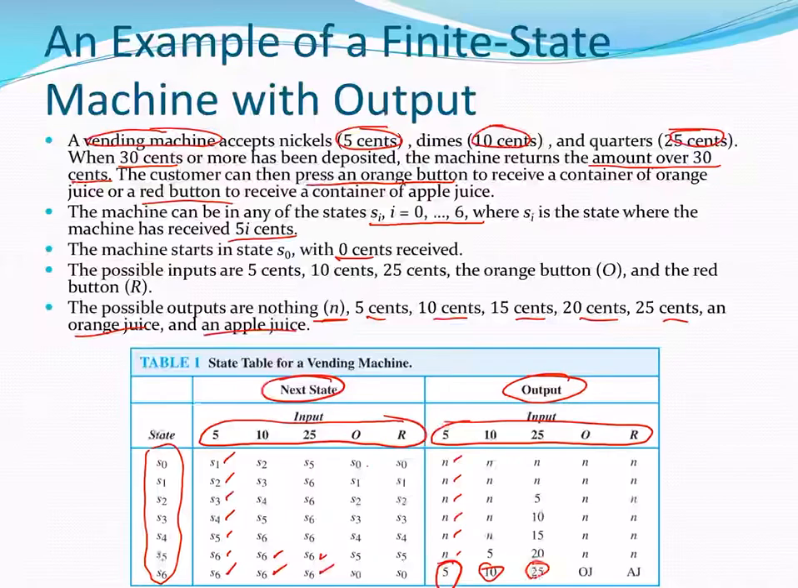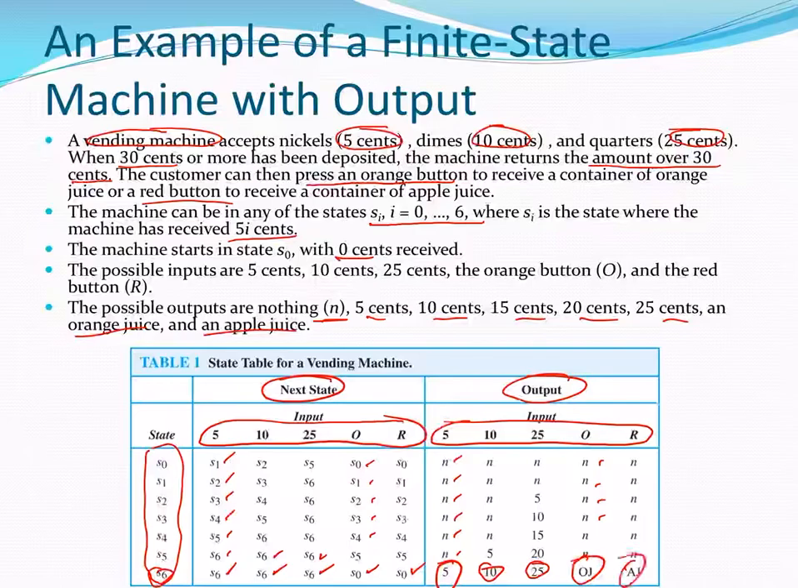Now, if we push this O button anywhere up here, once again, just as we'd expect, nothing would happen. But once we're in state 6, right here, we push that O button and we go to state 0 and orange juice comes out. Or if we push the red button, we go to state 0 and the apple juice comes out. So we need two functions, a state change function and an output function. There are two valued inputs, which include the state and the input alphabet.